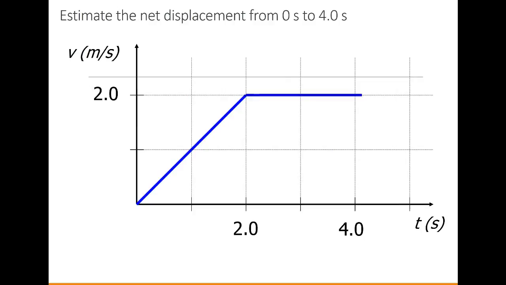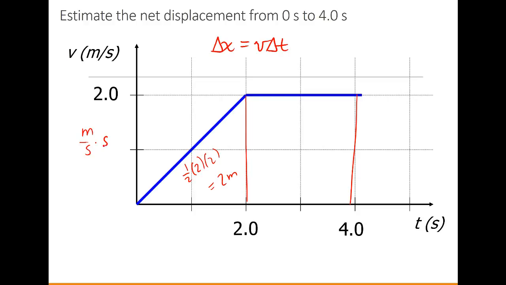Okay, so let's look at another example. Let's find the net displacement, the delta x, from 0 to 4. And that's going to be v times delta t. And if we break this up into two pieces, or we could do a trapezoid, this is going to be 1/2 times 2 times 2, so that's going to be 2 meters, right? Meters per second times seconds. It's going to give us meters. And here we're just going to have 4 meters, so we have a total of 6.